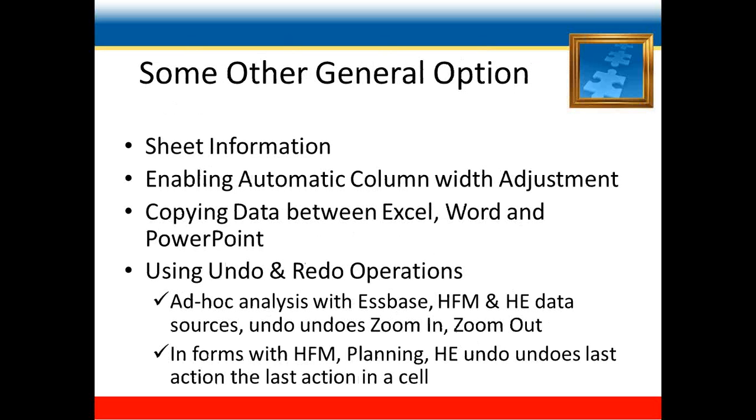Some other general options are sheet information, which contains information about any worksheet, which can be the content stored in it, metadata like connection information, or any comments, etc. We can enable automatic column width adjustment using this general option, which enables SmartView to handle the column width once it retrieves data in the worksheets. And we can copy data between Excel, Word, and PowerPoint.